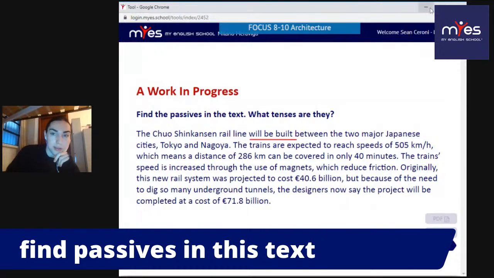So, "will be built". Oh, we have a future passive. I thought it was just present, past, present perfect. So we have a future passive. And how do future passives work? They work like every passive. So, subject plus will be plus past participle.